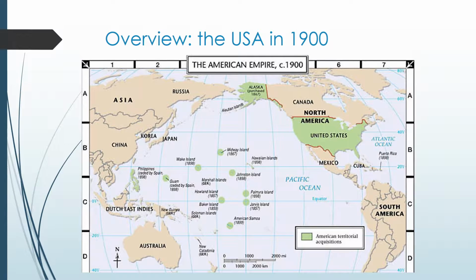10 years later, though, the United States has expanded to take over a number of territories, especially territories in the Pacific Ocean. You see there, all those green areas are different places that have been acquired by the United States. Also, the island of Puerto Rico in the Caribbean Sea was also conquered.